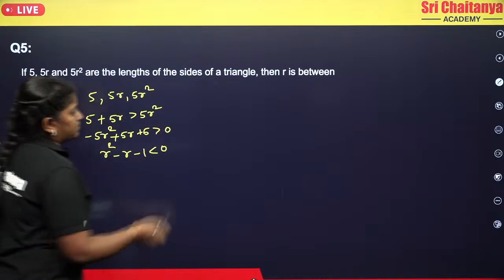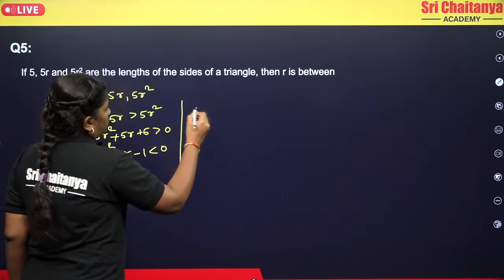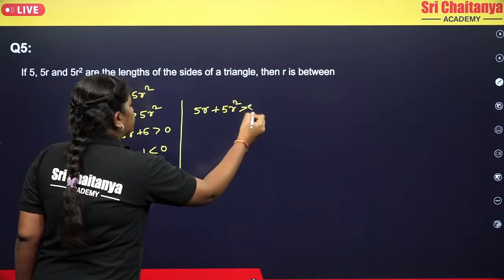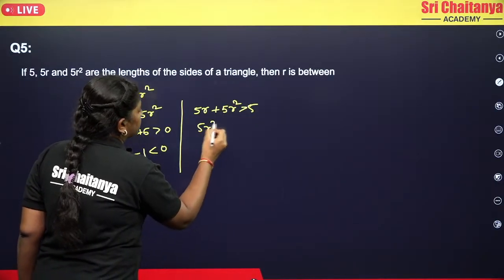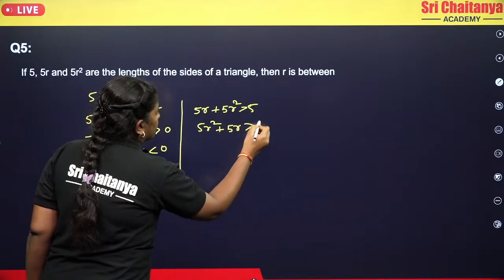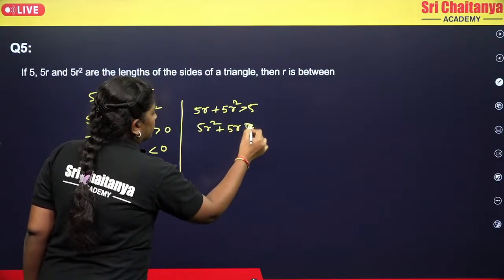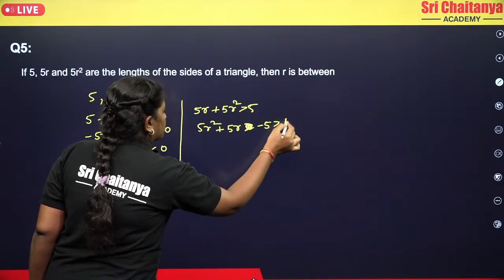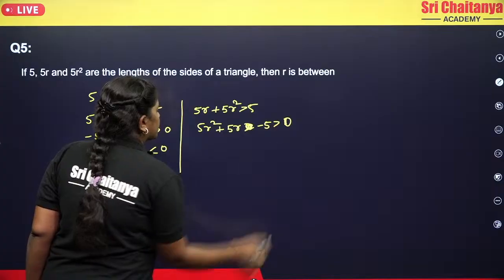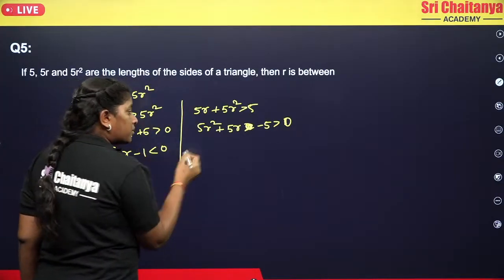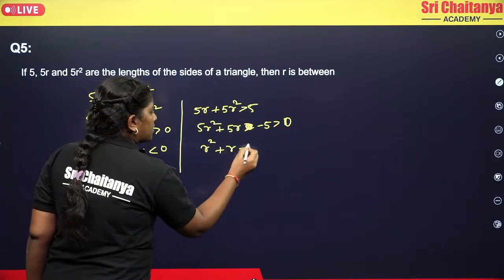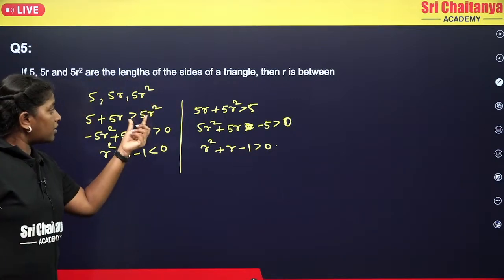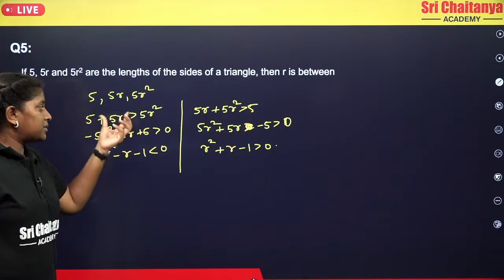Now coming to the next. So let's see the next condition, which is 5 plus 5r square is greater than 5r. Sorry, 5r plus 5r square is greater than 5. So that becomes 5r square plus 5r minus 5 greater than 0. Now if you take 5 common, you will get r square plus r minus 1 greater than 0. Clear?